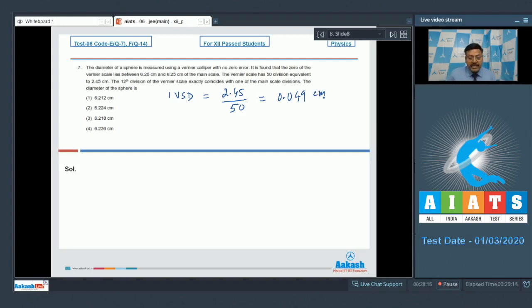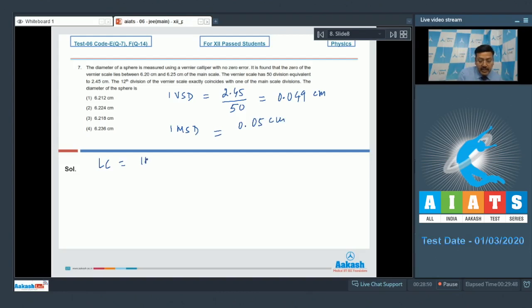Now what about the main scale division? We can see that one main scale division is, because the question says the vernier lies between 6.20 centimeter and 6.25 centimeter of the main scale, that means each division of main scale is 0.05 centimeter. It's basically 6.25 minus 6.20, which in fact is 0.05 centimeter.